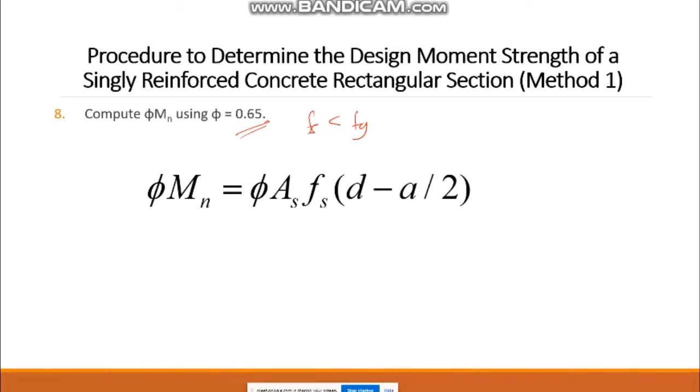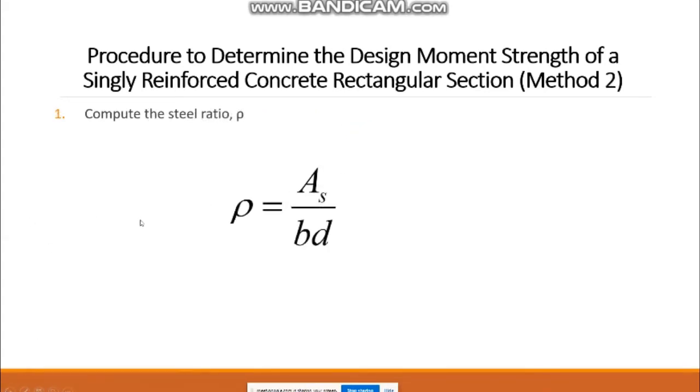Okay, so let's go to method 2. There are many ways of killing a dog. No? So, for method 2, lahat siya step. No? But it will produce the same result. No? Parehas ang value na niya, mag-differ lang siguro sa decimal point. Okay, so first step is compute the steel ratio. Okay, to compute the steel ratio. No? Steel ratio being the area of steel divided by b times d. Okay, that's the first step.